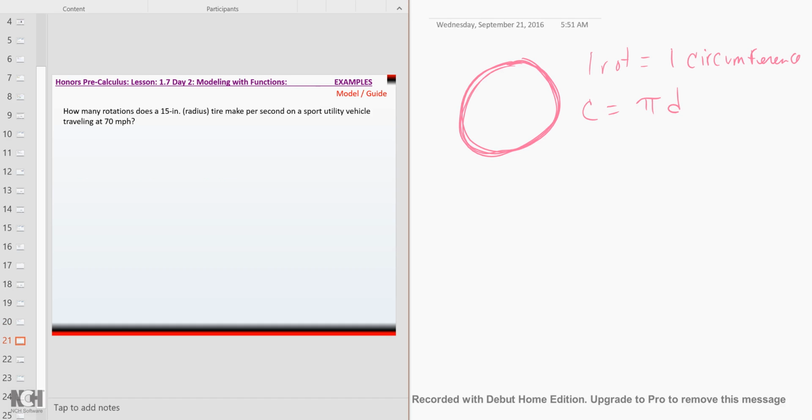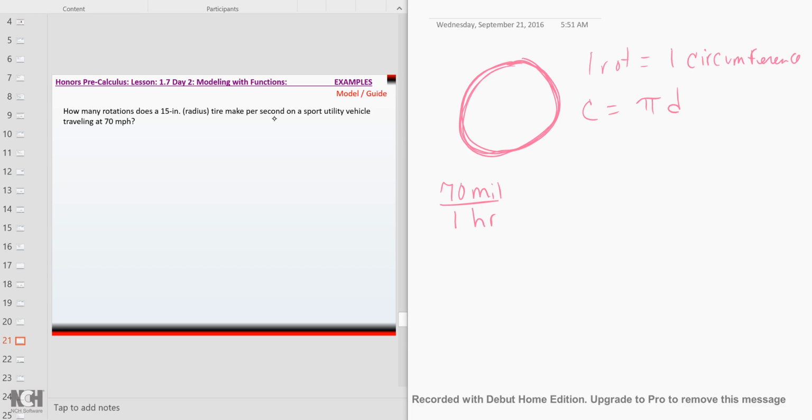So here's what we're talking about. It says, how many rotations does a 15-inch radius tire make per second on a sport utility vehicle traveling at 70 miles per hour? So we're starting with 70 miles per 1 hour. We have to somehow get this down to rotations per second. So I'm trying to get miles to rotations and hours to seconds.